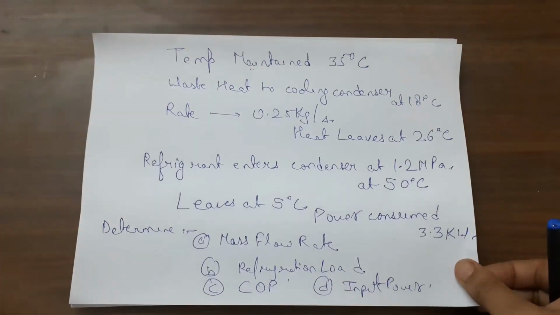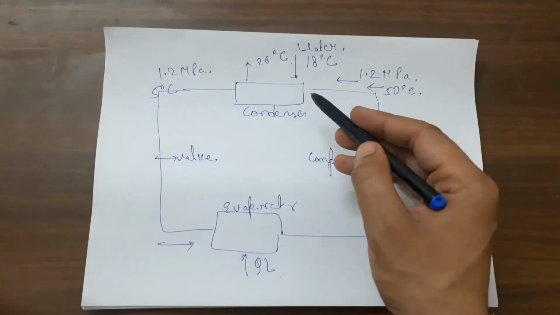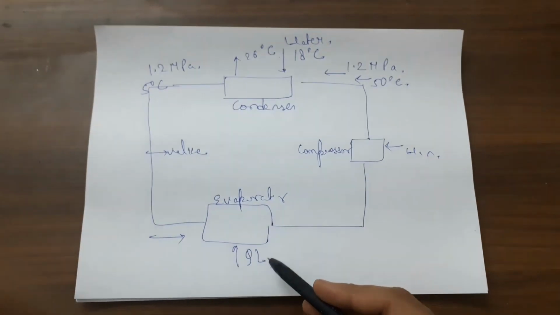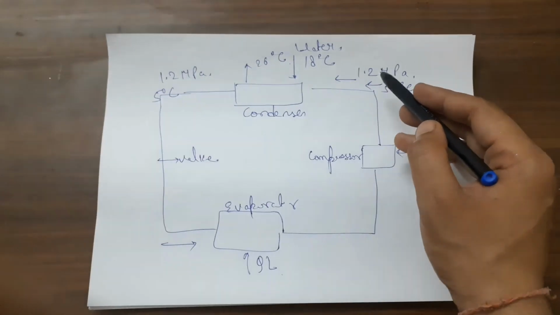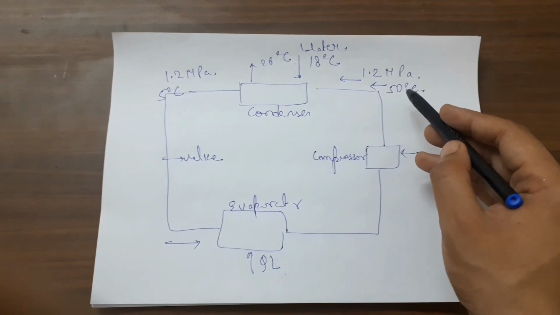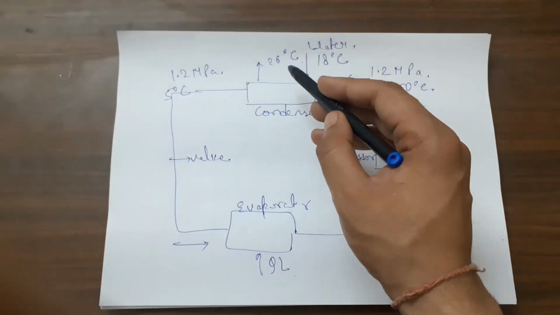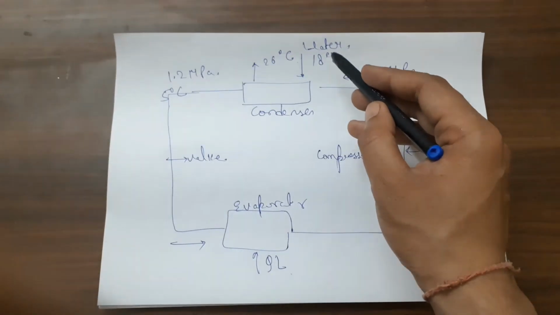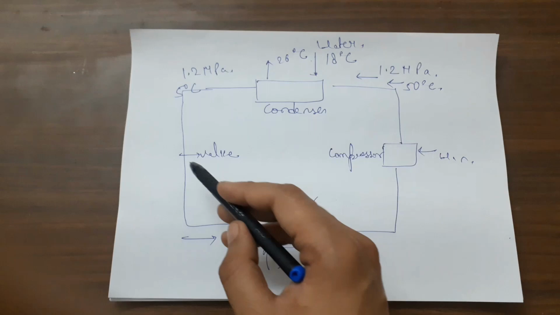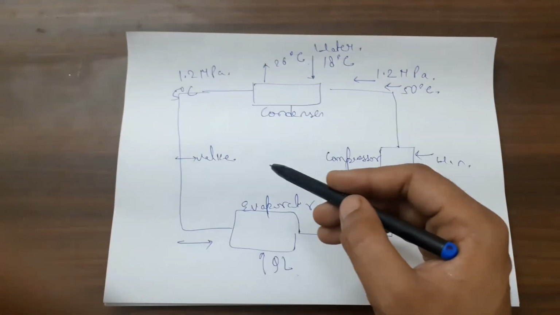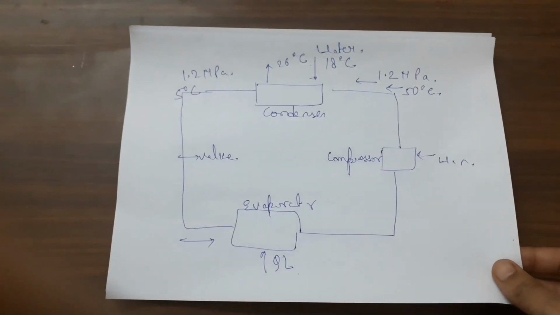Okay, so let's see what the figure is in this question. In this, here it is a condenser, and here there is an evaporator. From here the heat is given, here the work is done, and the pressure is 1.2 megapascal. The inlet temperature was 50 degrees Celsius. From the condenser it is going out at 26 degrees Celsius, and this is water. Water is used, and 18 degrees Celsius is coming in. And here it is a valve to change the values. Okay, so let's see the approach we will use to solve this question and find the values.